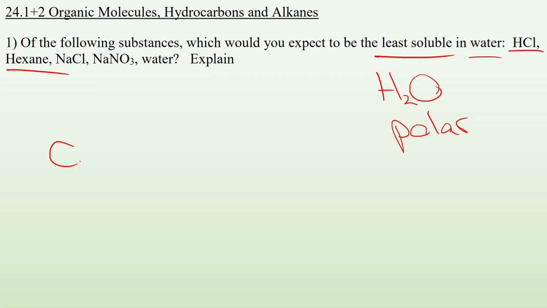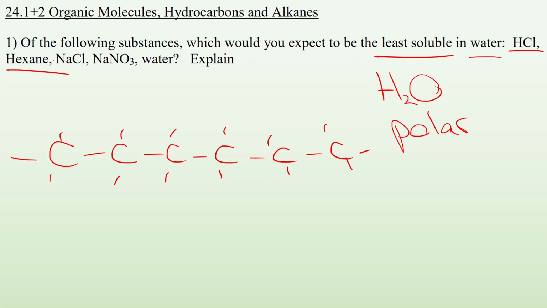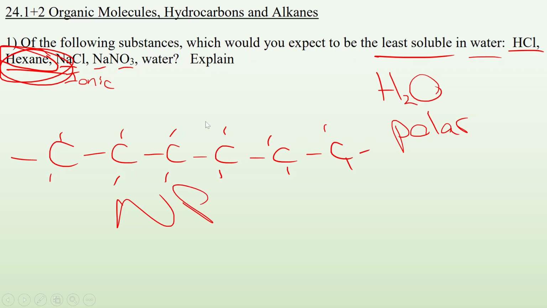Hexane is just a bunch of carbons, which makes it a pretty non-polar molecule, right? There's all these hydrogens and carbons. Overall, it's a non-polar molecule. So hexane's looking to be the winner right now, but let's take a look. NaCl is ionic. That will dissolve in water. Same with sodium nitrate, NaNO3. So yeah, it would be hexane because it is non-polar.